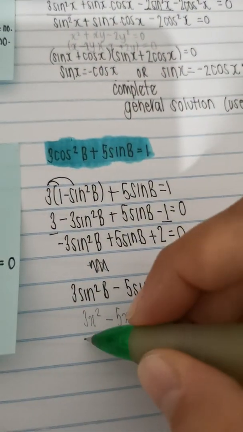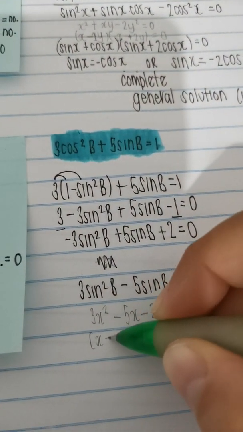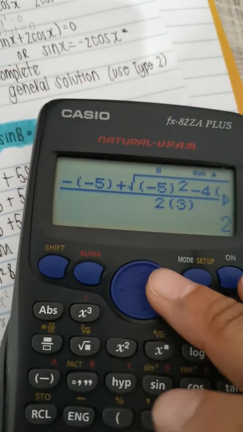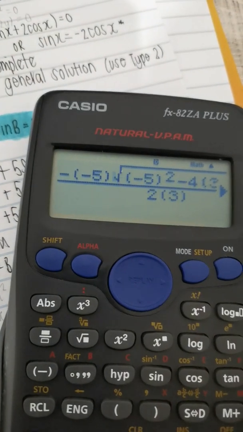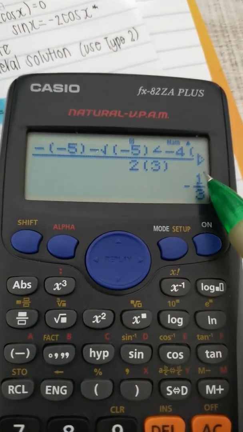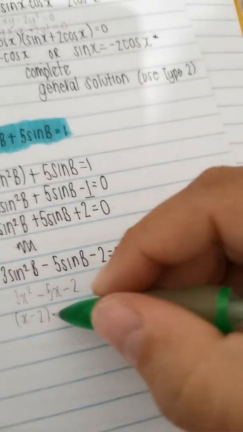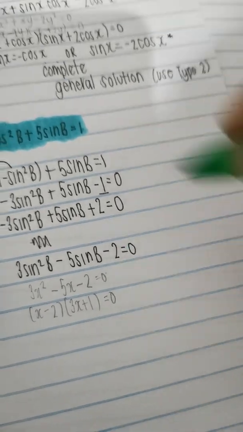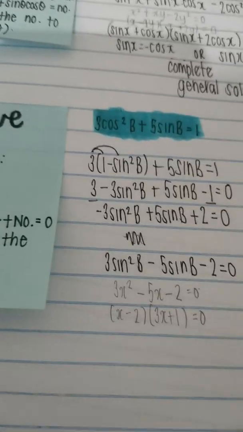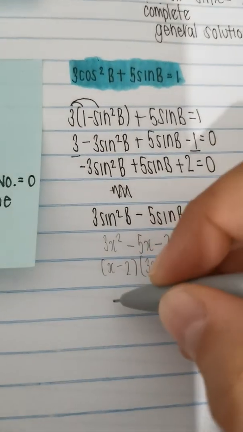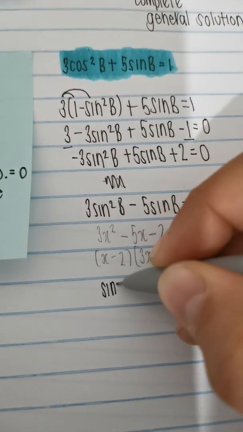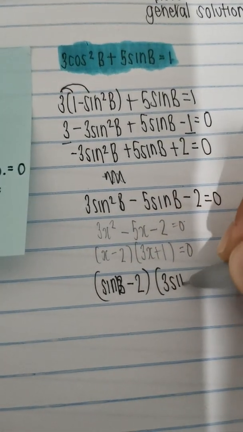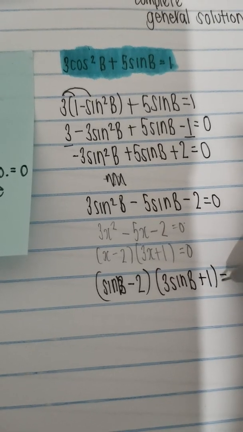So if it gave us 2, it means our bracket should be x minus 2. Right? This time we're not working with a y or a different variable. And we just change this here to be negative. It's negative 1 over 3. So if it's negative 1 over 3, it becomes 3x plus 1 equals 0. We didn't want it in terms of x, we wanted it in terms of sine. So this here is going to be sine beta minus 2, 3 sine beta plus 1 equals to 0.